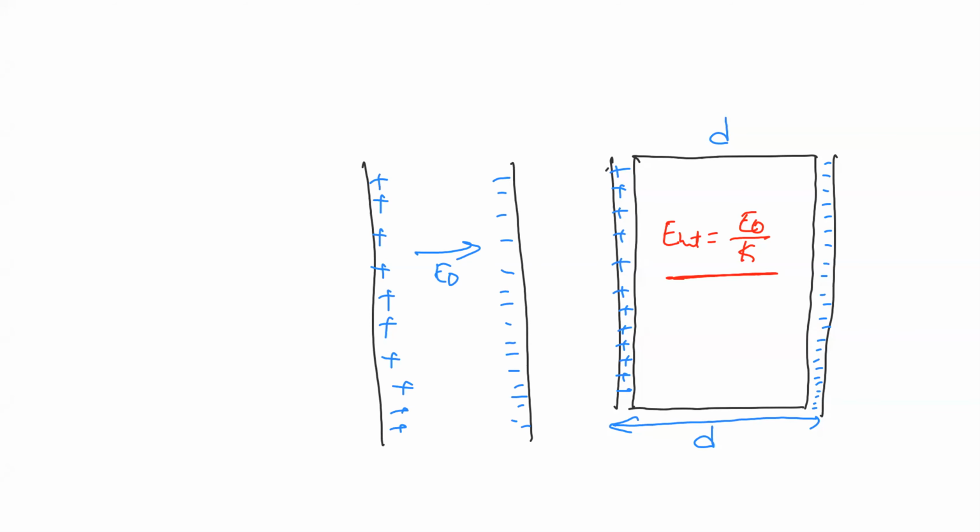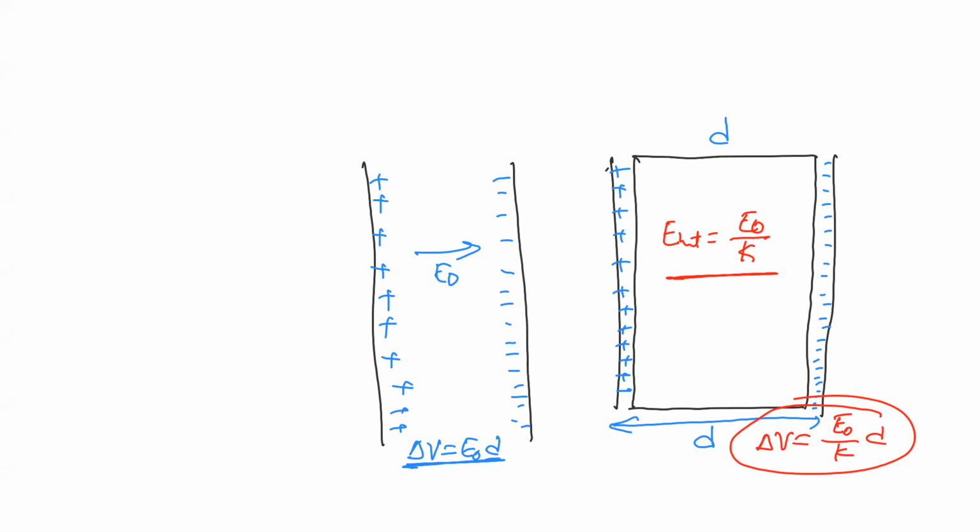Will the potential change? What was the potential in this case? Delta V was E naught into D. What will be the potential in this case? Delta V, E naught by K into D. So what will happen to the potential difference? Potential difference is also becoming 1 by K times.